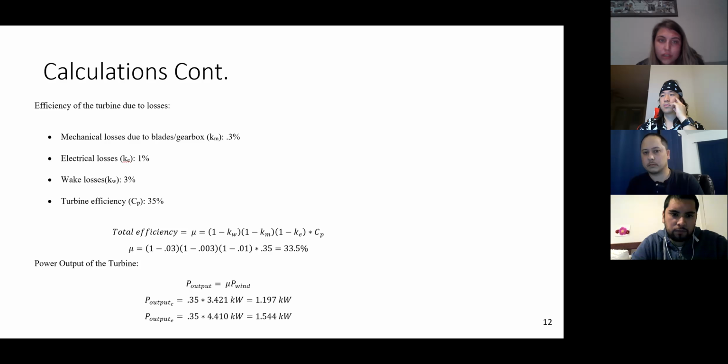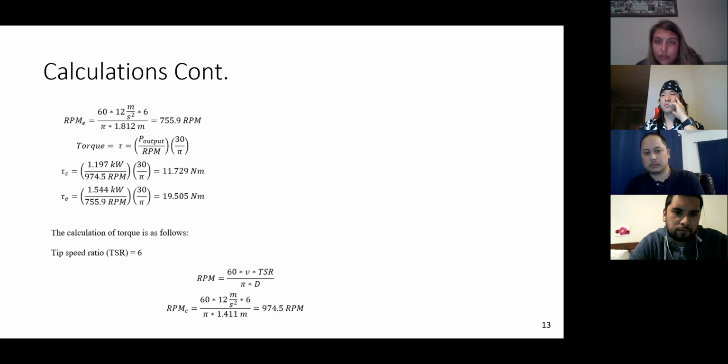Next. Here we have our efficiency and turbine losses. Mechanical losses due to blades and gearbox are 0.3%, electrical losses are 1%, and the wake losses are 3%, with a turbine efficiency of 35%. Here we also display our power output of the turbine. Next. So here we have our tip speed ratio, which is 6, and we can see our torque contracted is 11.729 Newton meters, and our torque extended is 19.505 Newton meters.